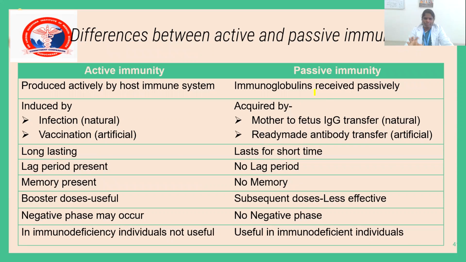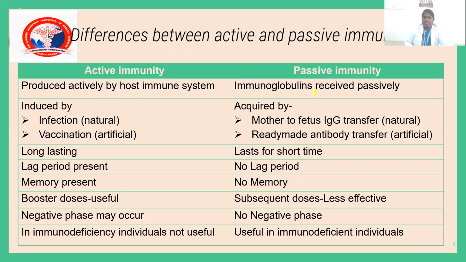Okay, let me discuss the difference between active and passive immunity. Active immunity is produced by the host itself. For example, when I got chicken pox, my immune cells got activated, and I developed immunity. It is because of my immune cells. In case of passive immunity, the immunoglobulin plays a major role, and my immune cells do not participate in that. It is induced by infection or vaccination in active immunity. It is induced by mother to fetus, that is passive natural, and ready-made antibody, passive artificial.